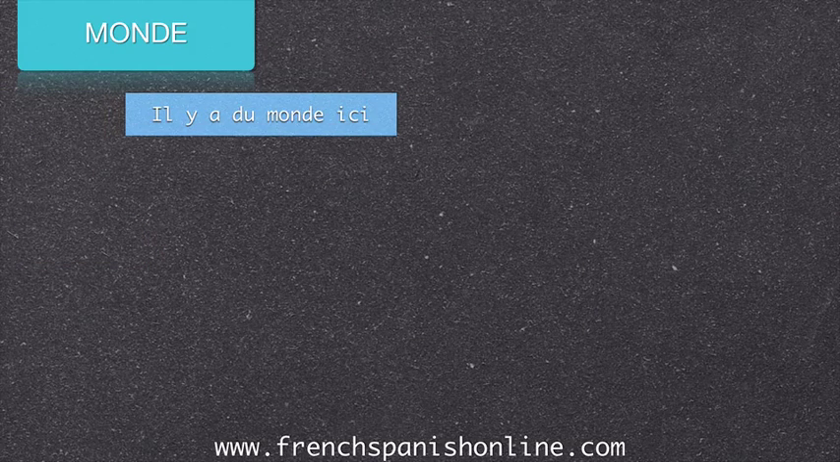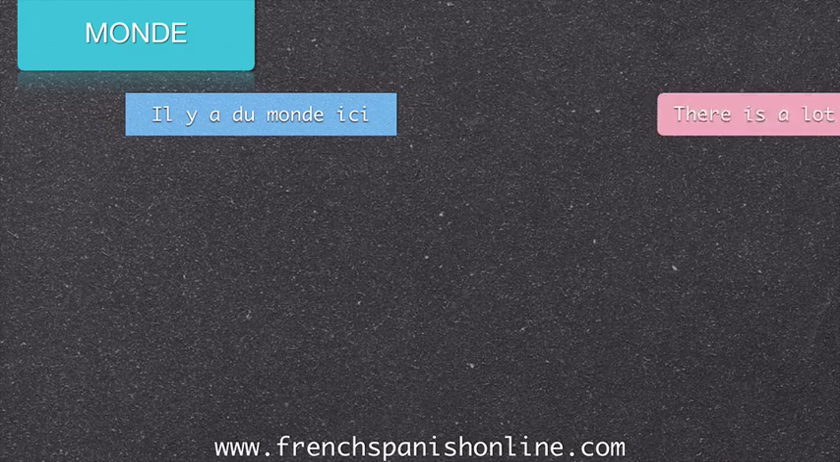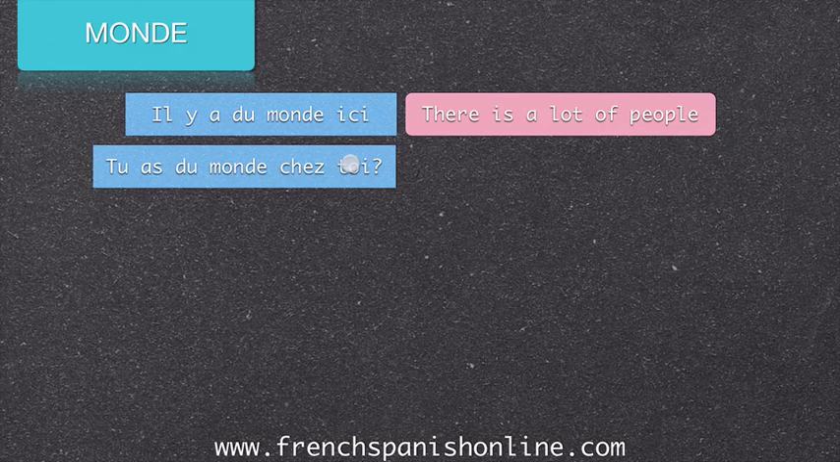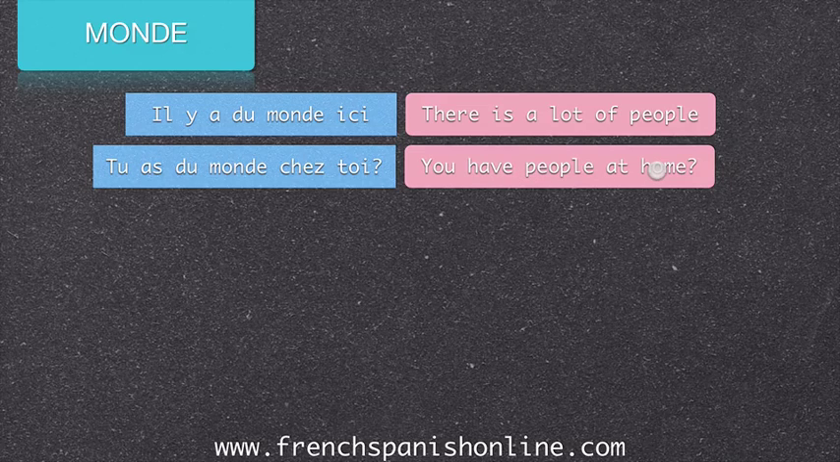Let's take some examples. Il y a du monde ici. Here you will say there are a lot of people here. The most common expression is il y a du monde ici. Tu as du monde chez toi. Here you don't speak about a crowd, you just want to know if you are alone at home. So tu as du monde chez toi, so you have people at home, but the meaning is are you alone?